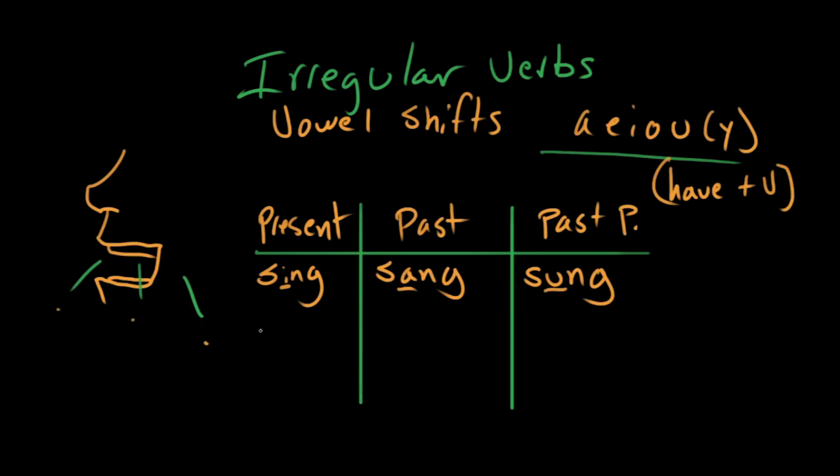Same thing with the word drink. In the present tense, it's I drink. In the past tense, it's I drank. And in the past perfect, it's I had drunk. There are other verbs that follow this formula too, like ring, rang, rung for ringing a bell.